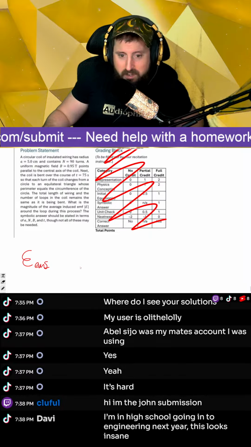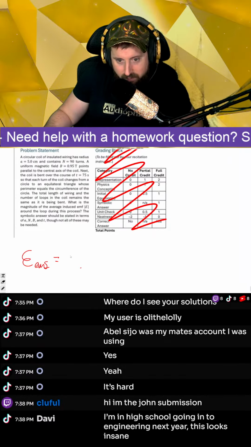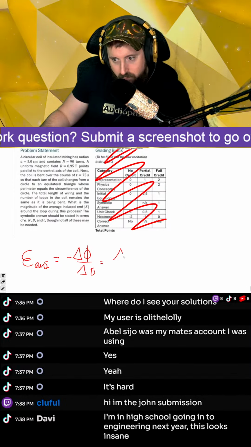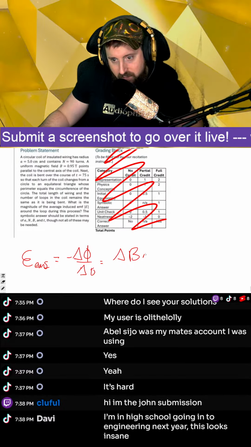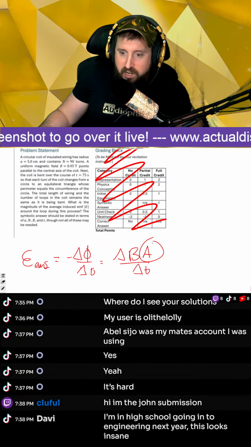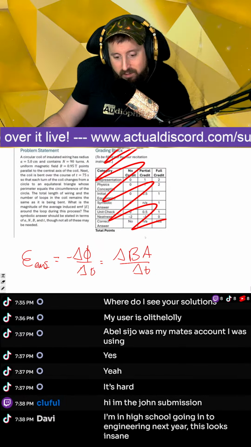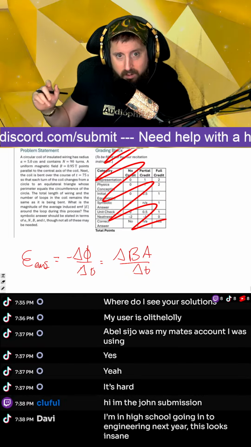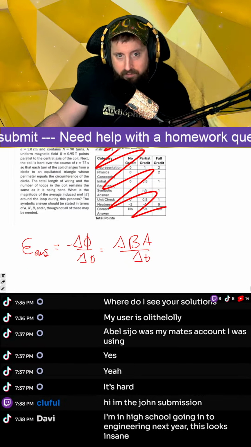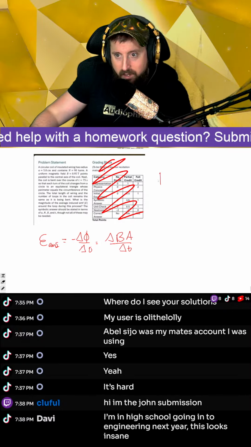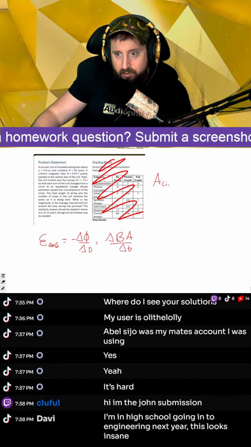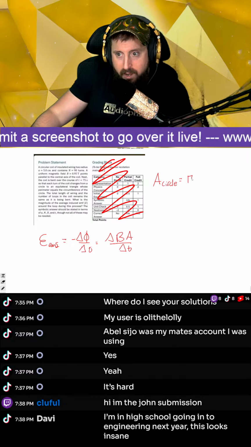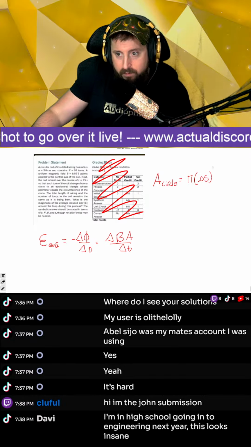There we go. Okay. So EMF is equal to negative delta phi over delta t, which is equal to delta BA over delta t. And so what's changing is the area, right? So the area is going from a circular coil with a radius of 5 centimeters. Okay, so the area of a circle is pi times 0.05 squared.